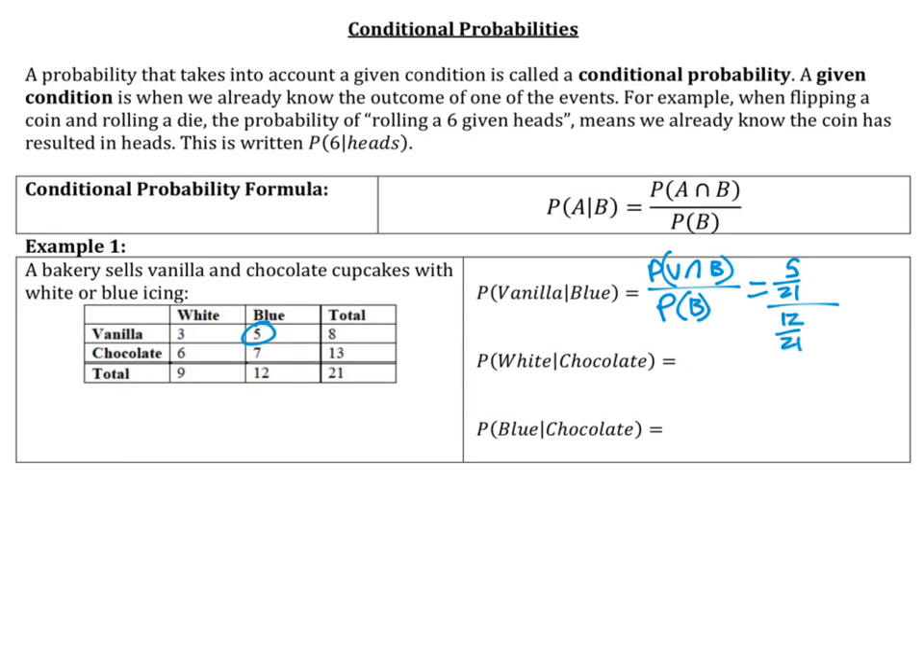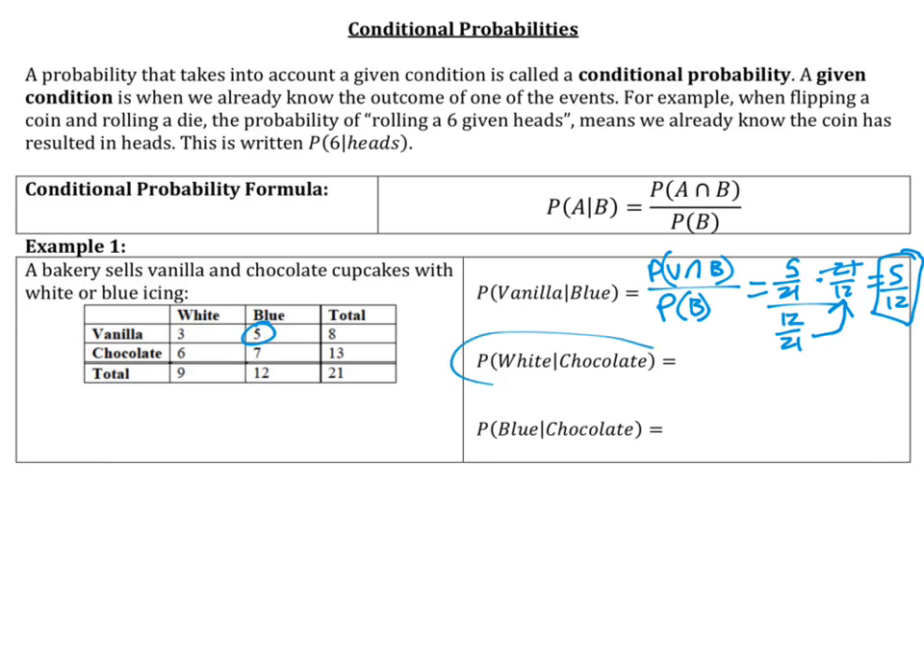This gives you a lovely complex fraction, which is not so nice. But luckily, dividing by a fraction is easy as pie. Just flip the second and multiply. Someone said that once. Anyway, you flip it upside down. It's 21 out of 12. The 21s are going to cancel, and it's going to give you 5 12ths. Ta-da! We got it. The probability that the cupcake is vanilla, given we know it has blue frosting. There's 5 of the 12.